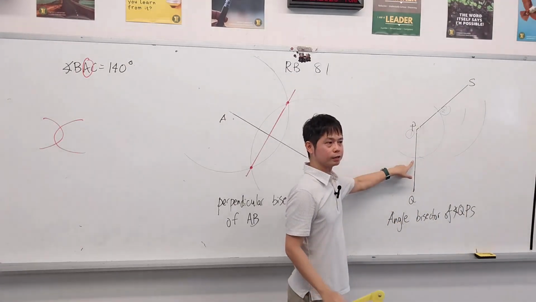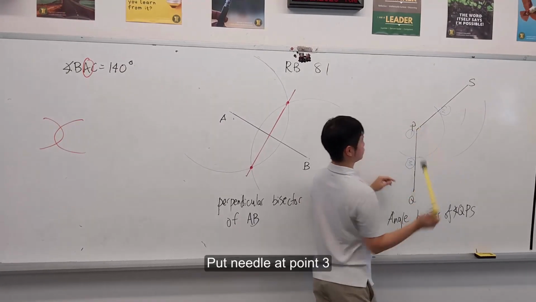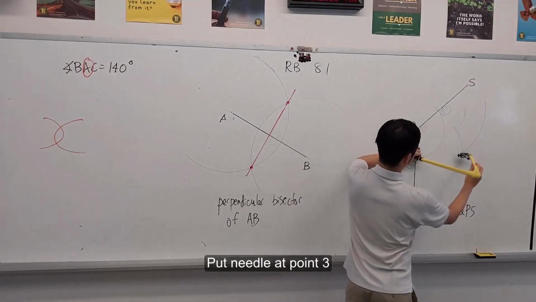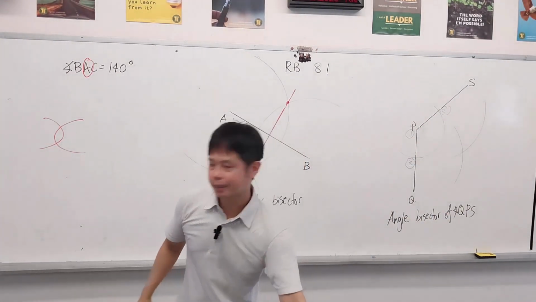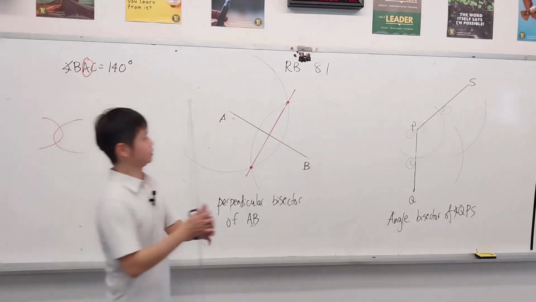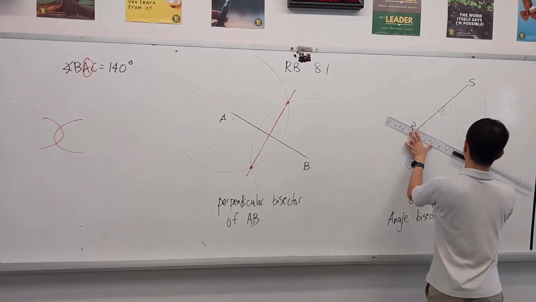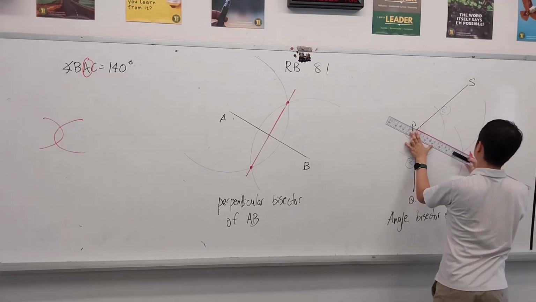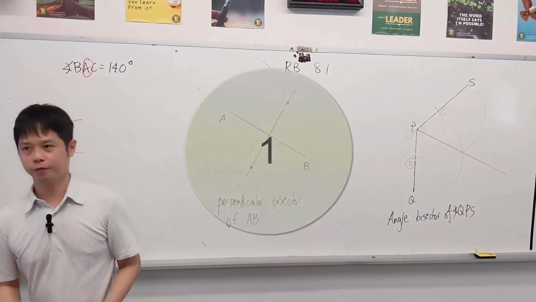Okay, then this will be your point 3. So now you put your needle at point 3 and you draw. So the angle bisector is joining the point 1 with where you form an X. So this red line is your angle bisector. It will cut the angle P into half.